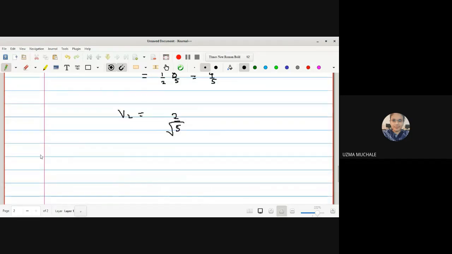Similarly, let us find out the value of V3, which is equal to A13 divided by 2 V2 S. The value of A13 is 4, divided by 2, the value of V2 is 2 upon root 5 and S is 5. Hence the value of V3 we have got is 1 upon root 5. Right? This 2 to 4, this 4 gets cancelled. 5 upon root 5 you can write as root 5 into root 5, and hence we get the value of V3 is 1 upon root 5.